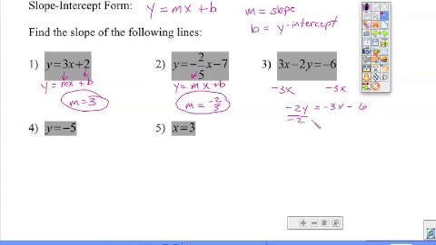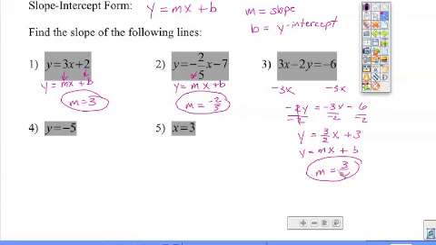Then I'm going to divide by negative 2. Notice I'm dividing every number by negative 2, not just the 3, not just the 2. This leaves me y by itself. A negative 3 over a negative 2 is a positive 3 halves x. Negative 6 divided by negative 2 is a positive 3. So now if I were to write y equals mx plus b, 3 halves lines up with the m, so my slope is 3 halves. My y-intercept would have been 3.